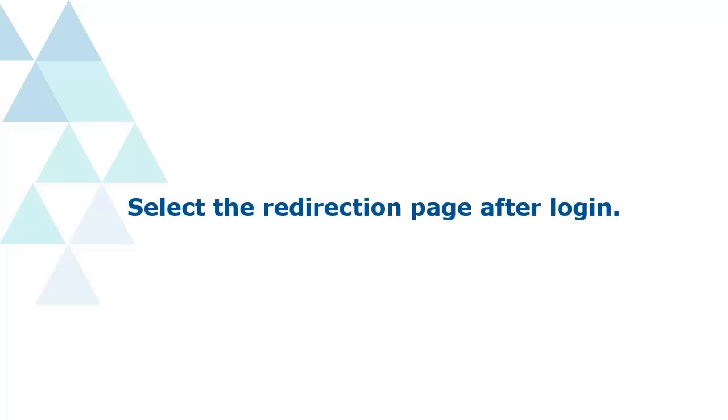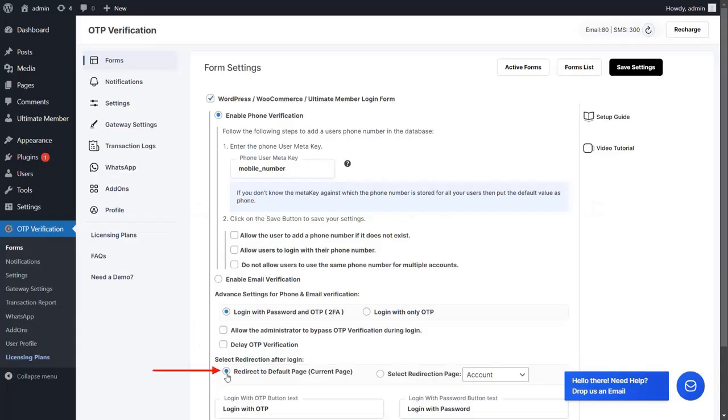Select the redirection after login. The option to redirect to the default page is enabled by default. Select the radio button and choose a page from the drop-down to enable redirection to that specific page after login. Then click on the Save Settings button.